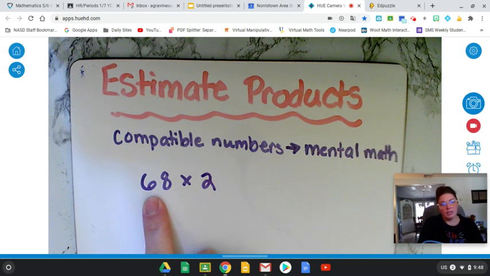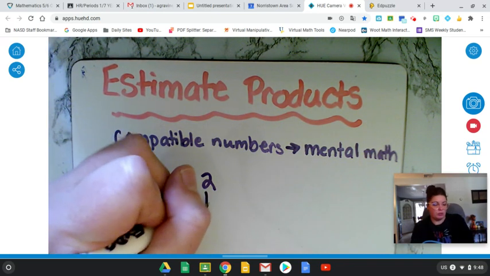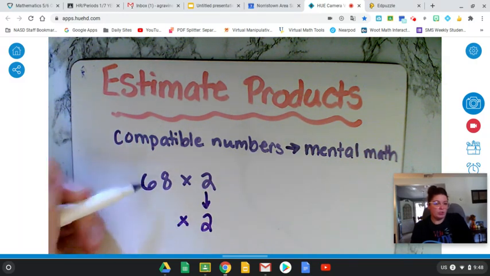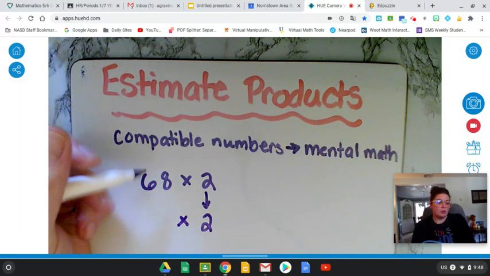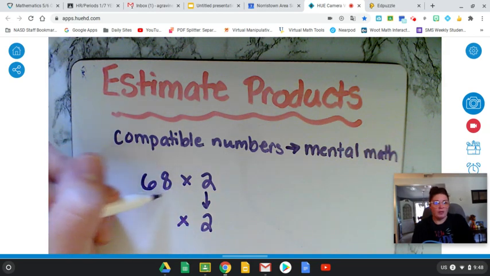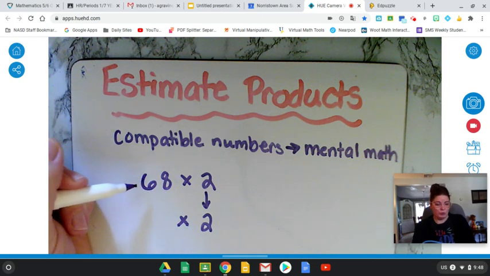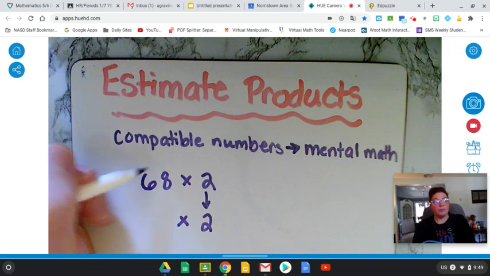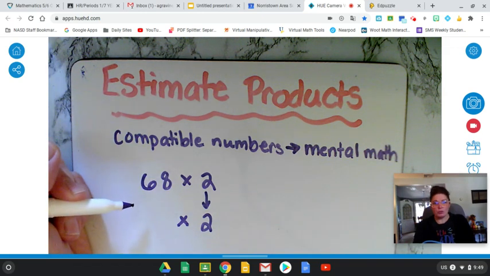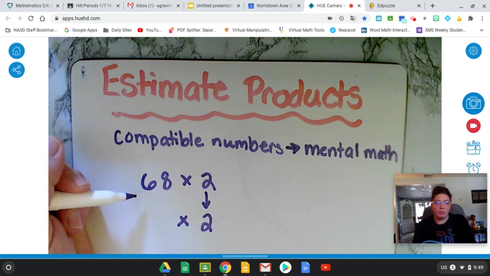So in this example, one of my factors is 68 and the other factor is 2. Now 2 is a single digit. 2 is a number that is already pretty easy to work with. So I'm going to leave 2 as a 2. But what I'm going to do is change my other factor. So I want to round 68 and think of, is 68 closer to 60 or 70? Now, why did I choose those numbers? Because they both have a 0 in the ones place, which makes them easier for mental math.